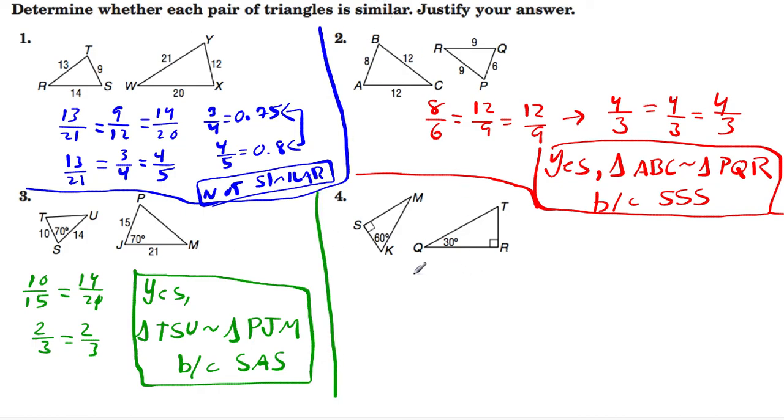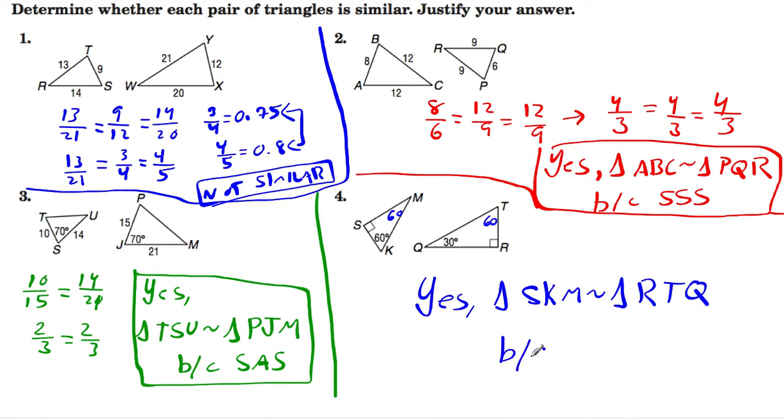And then the last one over here, yet again we can see we have two 30, 60, 90 triangles, so the angles are all congruent. So, oh well, they don't give us any sides, so we can't figure this out yet. We'll be able to later. But because we have a 90-degree angle and a 60-degree angle, yes, these are similar. So triangle SKM is similar to triangle RTQ in the corresponding order. And that's because of angle-angle.